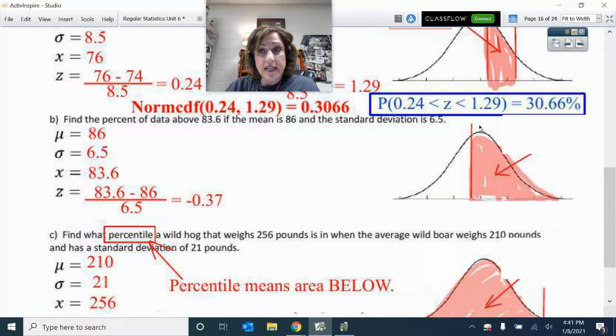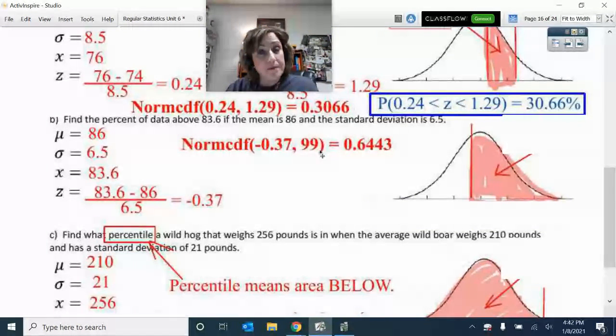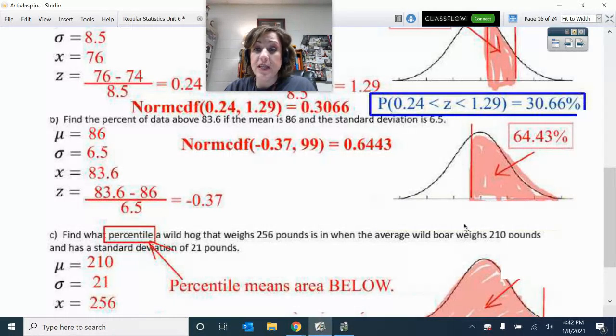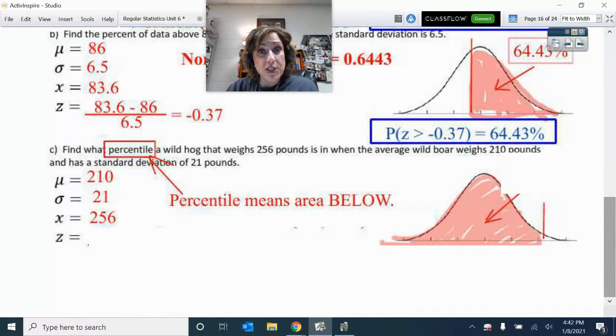But I want to shade this area above it. So it's going to go to the right is what I want. So then that's what I need to norm CDF. Norm CDF from that z-score up to 99. So there's my 64.43%. And so let's do this box in blue, the probability notation. So here we go. The probability that I have a z-score greater than that z-score of negative 0.37 equals 64.43%.